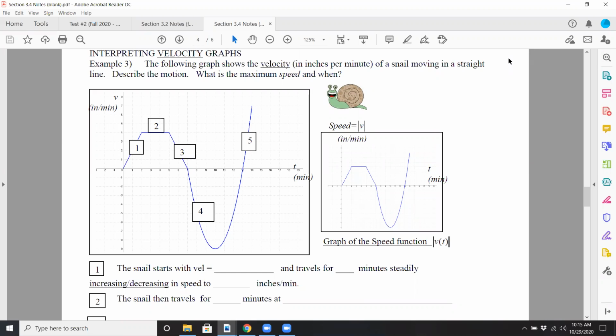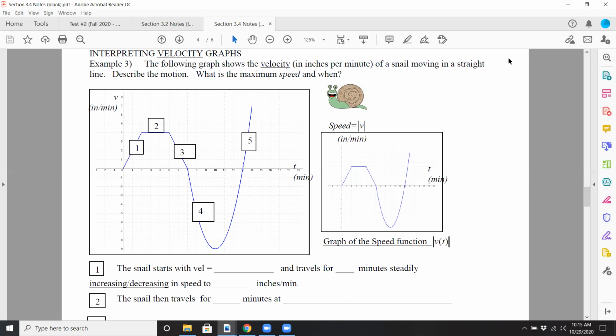So this is a velocity graph, and we see that there are 5 intervals we're going to consider. Again, the following graph shows the velocity in inches per minute, so those are our units, of a snail. That probably would be appropriate units to use. Moving in a straight line. Describe the motion, what is the max speed, and when. Those are all things we're going to be working out in a little bit.